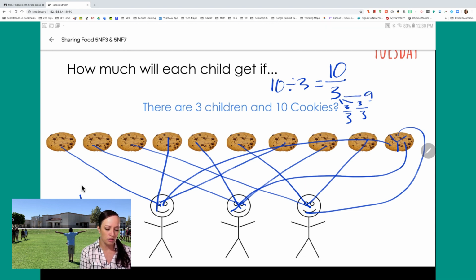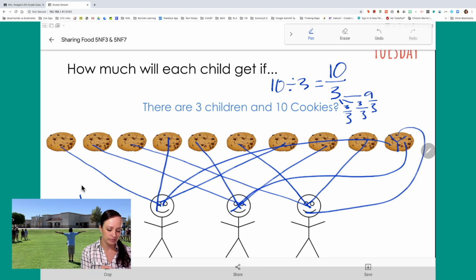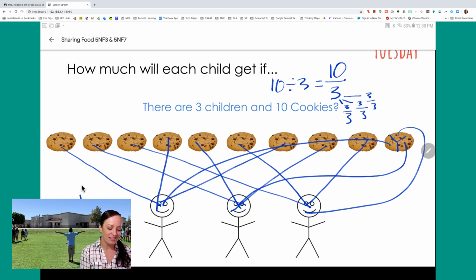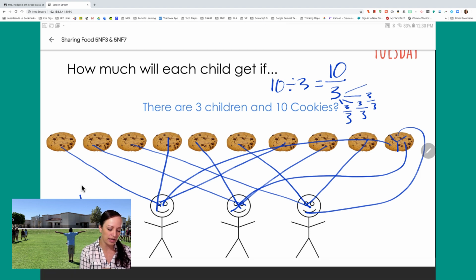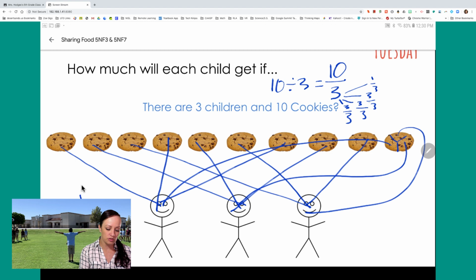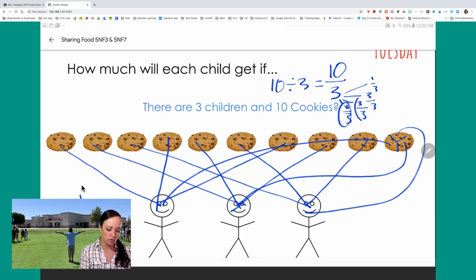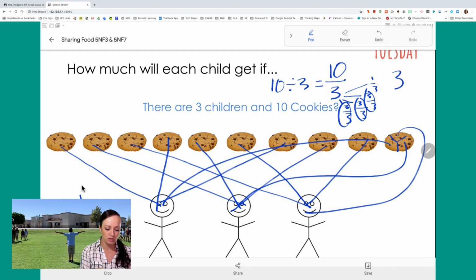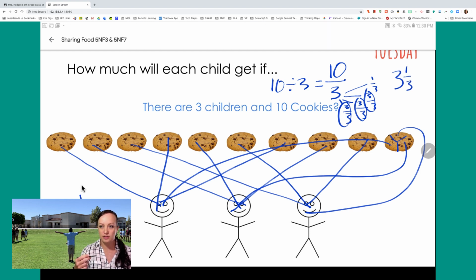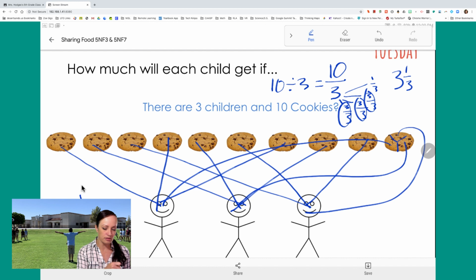9/3. Oh, what am I doing? I'm going too fast. 3/3 would make 9. So if I count this, 3, 6, 9, I need 10, so that means I still have 1/3 left. These 3/3 are all my wholes. So 1, 2, 3 wholes, and that fractional piece, which is 1/3. So I can solve this using the equation, but I can also solve it with the model. Alrighty?